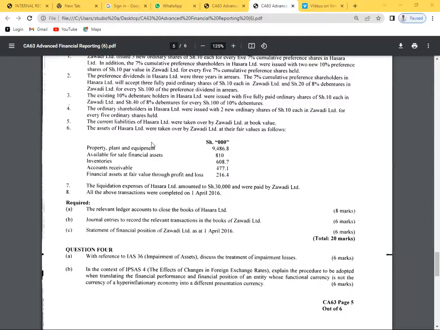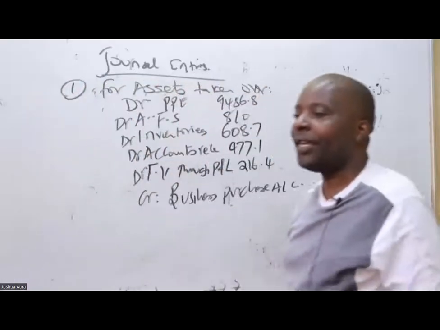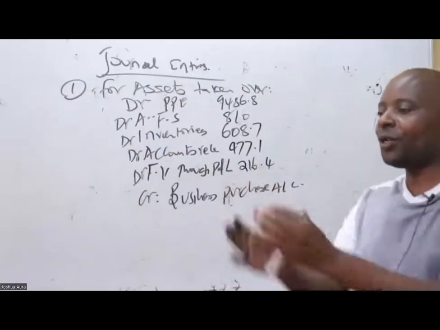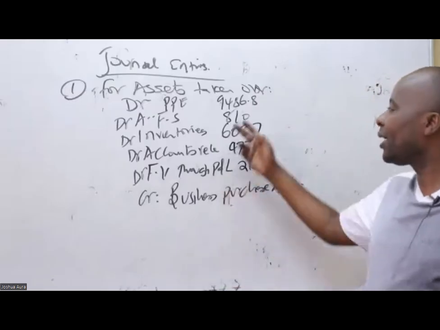And then the total value will be credited to a special account that we shall open, known as business purchase. Business purchase account credit. So is there somebody who can add for us those items? Give us how much? When you add them all, what are we getting?